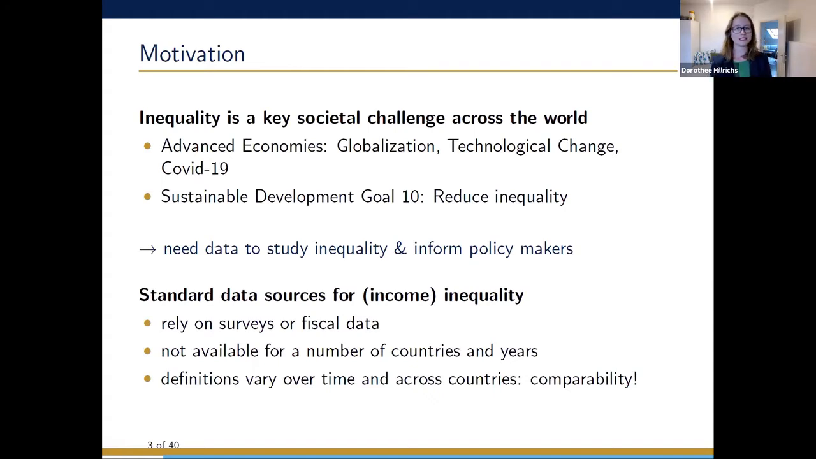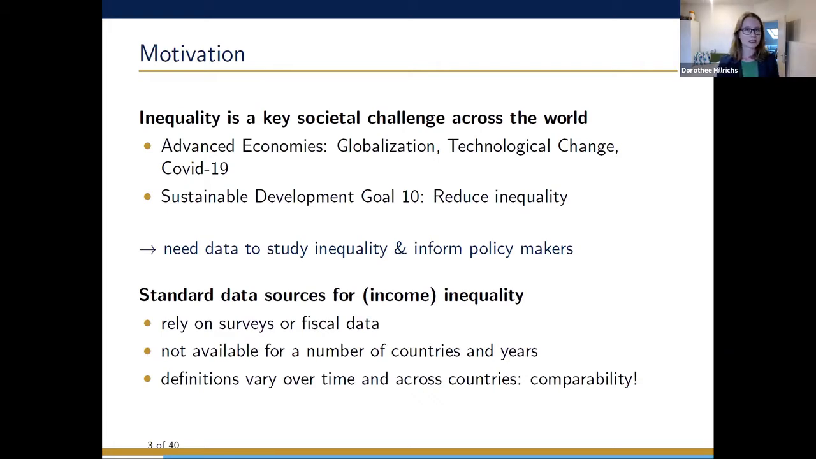To really address inequality and to understand it, the first step is to have data on inequality. Only if we have data, we can study the causes and the consequences of inequality, and we can inform policymakers about trends or other developments. And typically, where does income inequality data come from? I'm going to talk about inequality in terms of income inequality here, which has clearly many dimensions, but here it will be about income inequality.